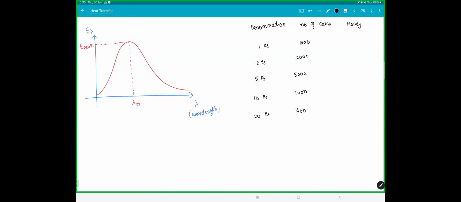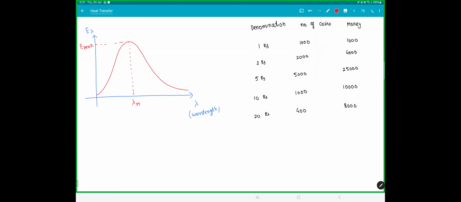Now you tell me, how much is 1 rupee contributing? 1,000 rupees. 2 rupee contributes 4,000. 5 rupee contributes 25,000. 10 rupees contributes 10,000. This contributes 8,000. So my question is this: the total money that you have, which denomination is contributing the maximum amount? 5 rupee coins, right? You're getting this?